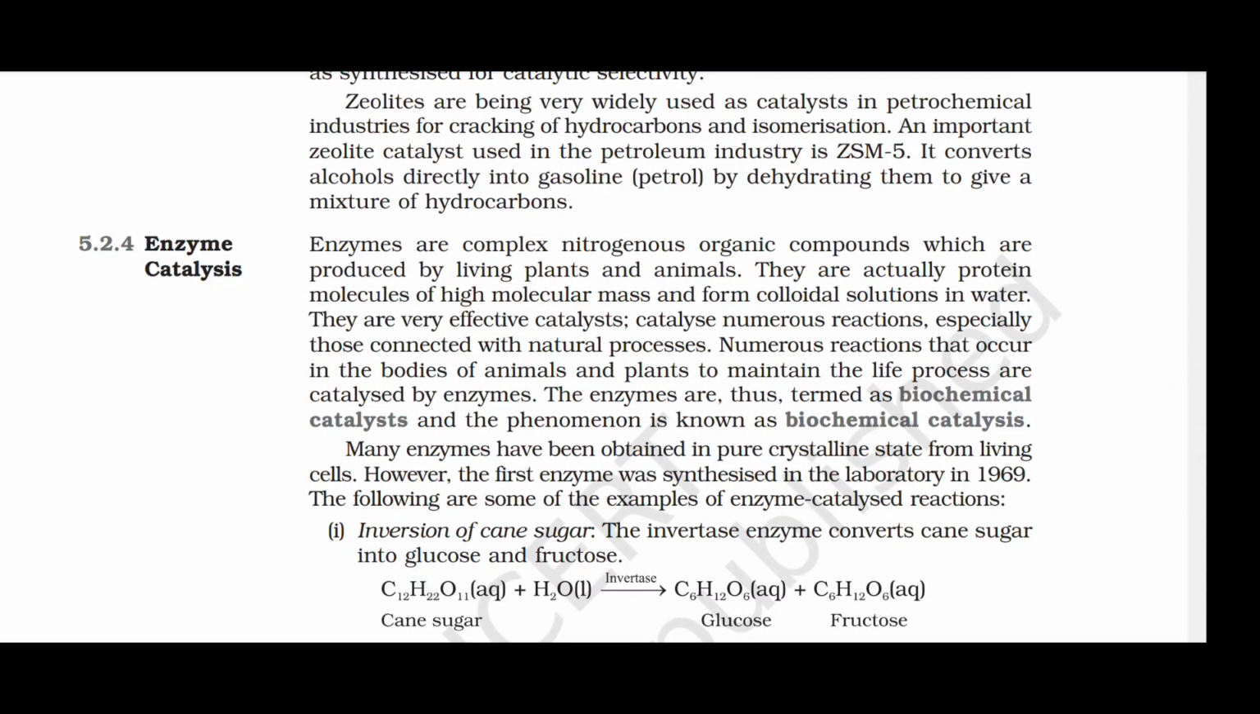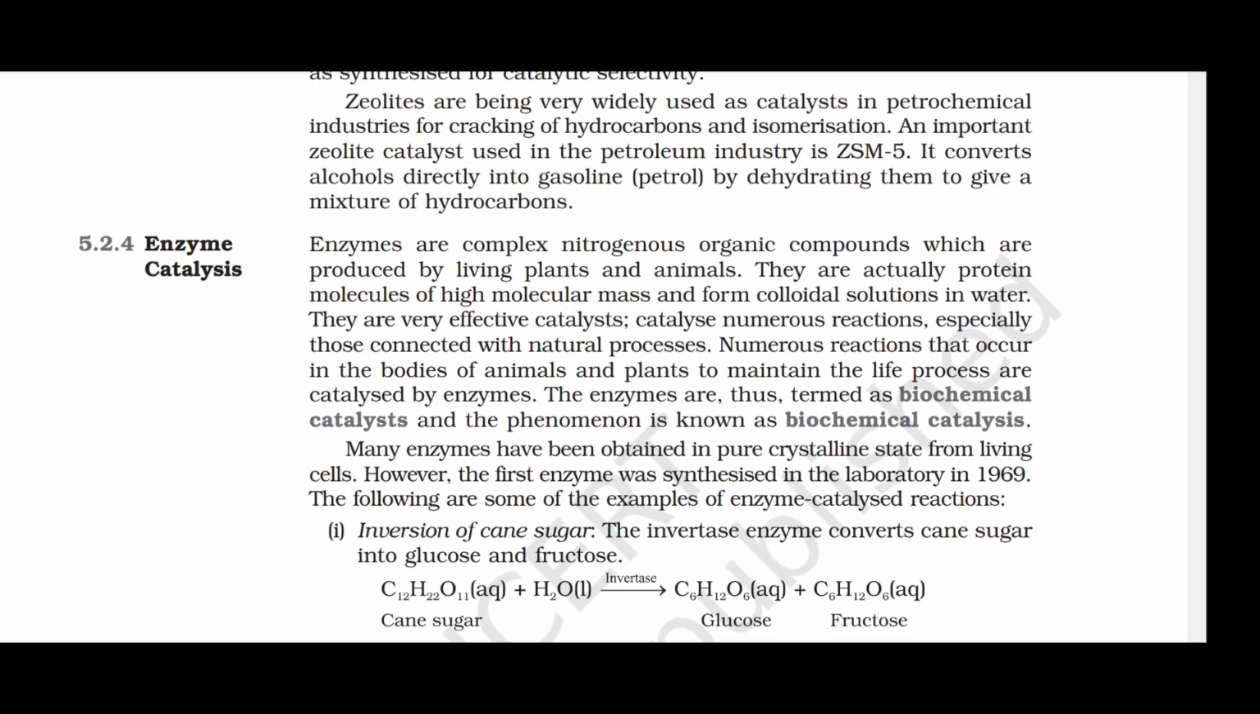Enzyme catalysis. Enzymes are complex nitrogenous organic compounds which are produced by living plants and animals. They are actually protein molecules of high molecular mass and form colloidal solutions in water. They are very effective catalysts, catalyze numerous reactions, especially those connected with natural processes. Numerous reactions that occur in the bodies of animals and plants to maintain the life processes are catalyzed by enzymes. The enzymes are thus termed as biochemical catalyst and the phenomenon is known as biochemical catalysis.